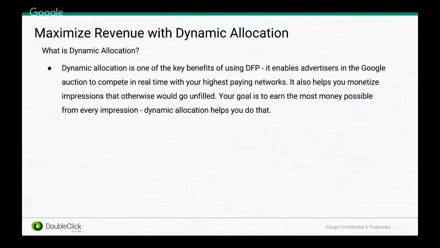So what is dynamic allocation? At the end of the day, the goal is to get as much money as possible from every impression. So just maximize your revenue. Dynamic allocation is one of the key benefits of DFP. It allows you to have Google compete with networks in real time to really maximize your revenue, take advantage of those efficiencies, and monetize impressions that otherwise would go unfilled. So dynamic allocation is just helping you compete in real time, maximize RPMs, maximize revenue from both Google and your other networks.